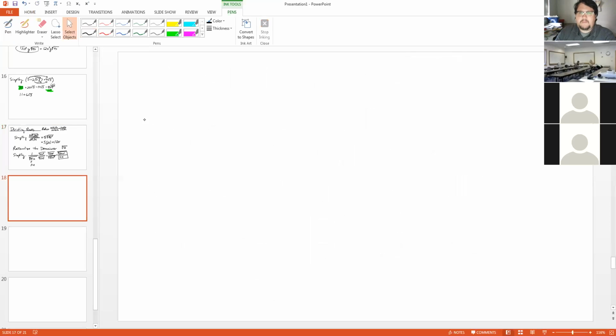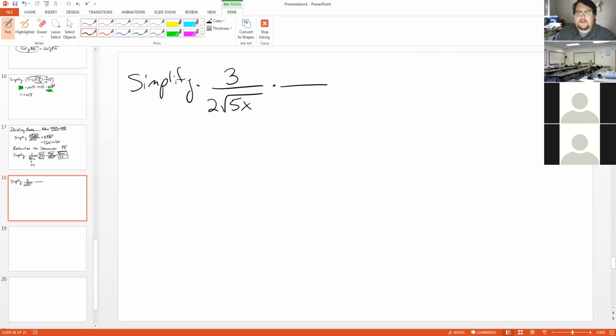So what am I missing on the bottom? That's what you need to be asking yourself. So simplify 3 over 2 square root of 5x. So what am I missing on the bottom to make that a perfect square?